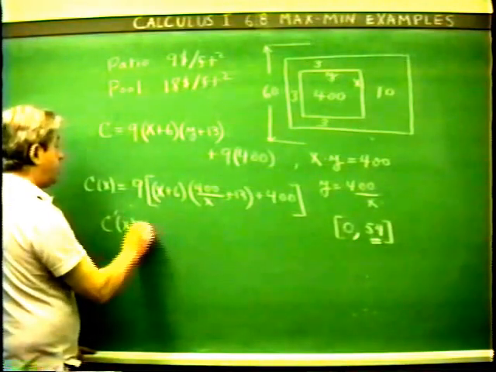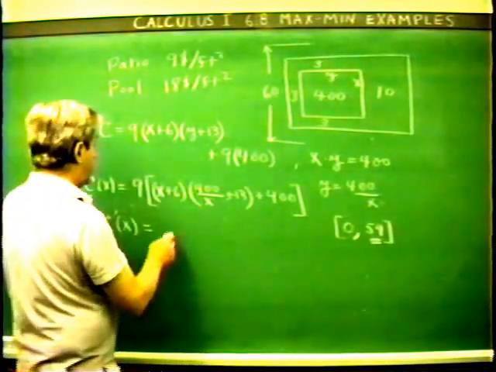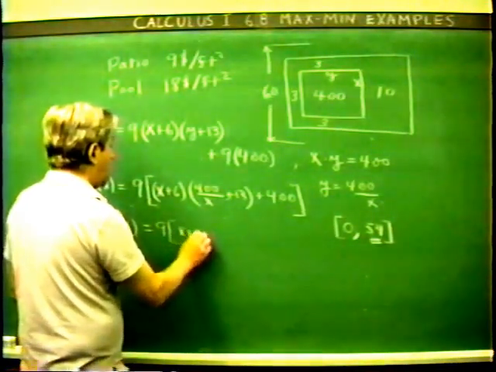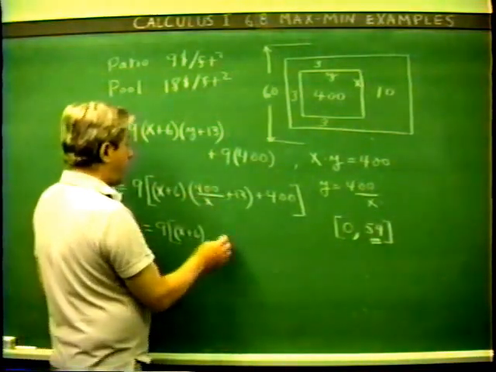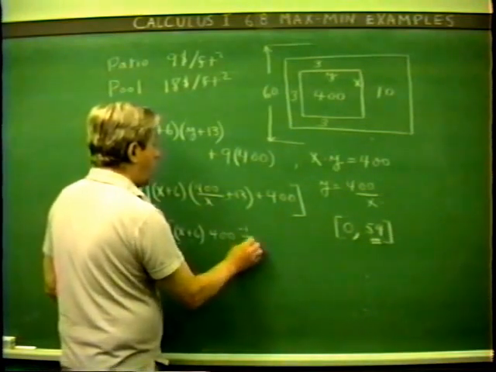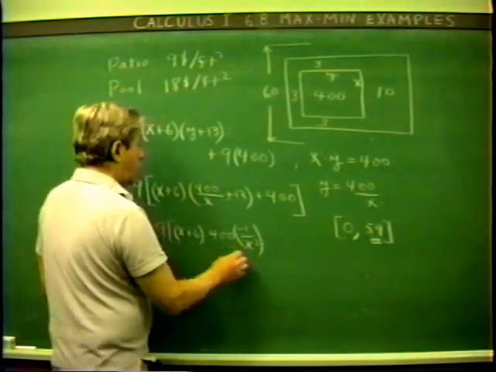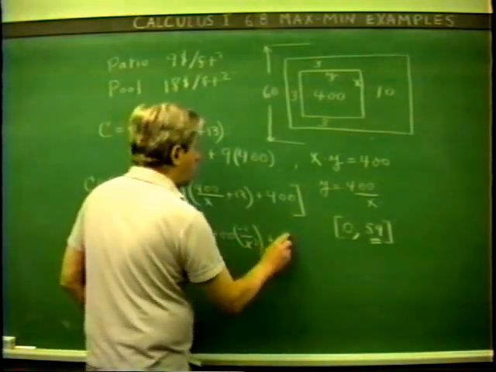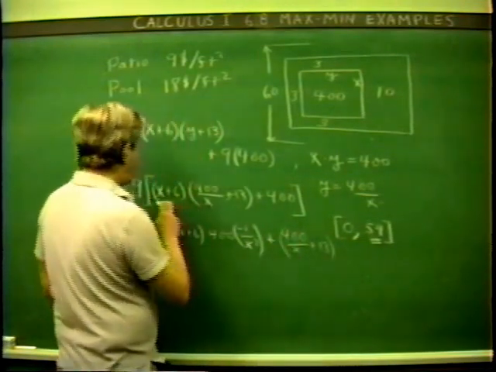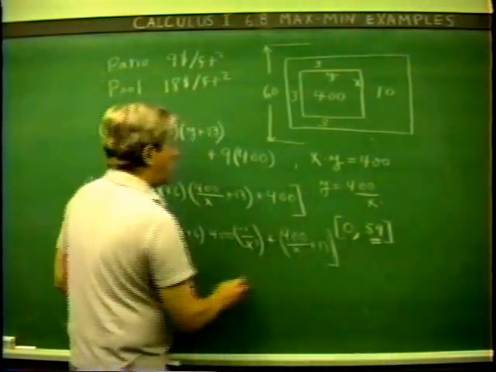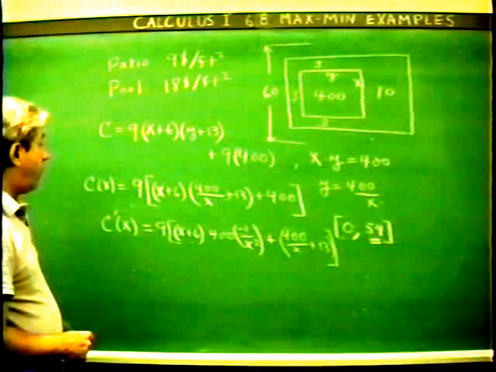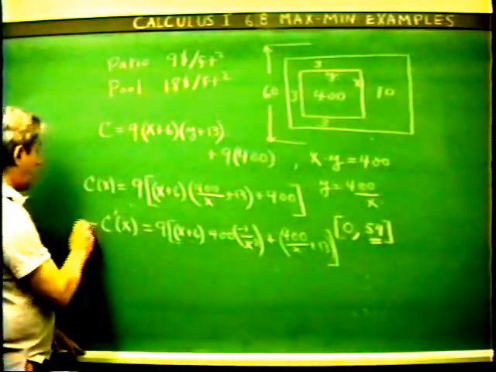Now, on this interval, then, we want to find out where the function takes on its extreme value, so we want to check the derivative. And the derivative is equal to 9 times, what is the product, so it's the first, times the derivative of the second. 400 over x, the derivative is 400 times the derivative of 1 over x, which is minus 1 over x squared. Plus the second, 400 over x plus 13, times the derivative of the first, which is 1. Right? And the derivative of 400, of course, is 0. So there's the derivative of this function.